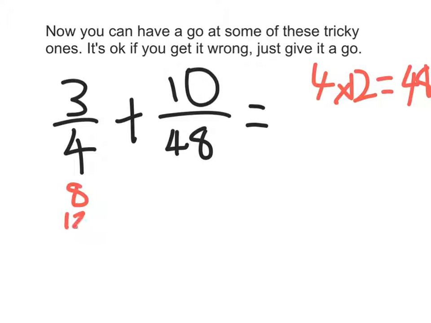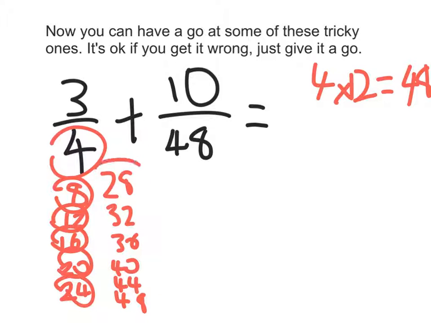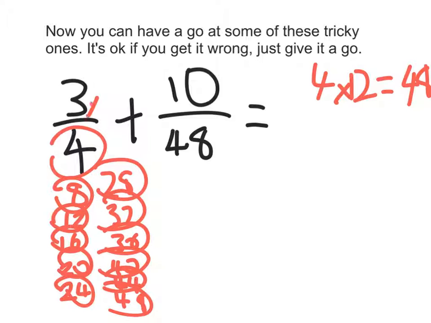4, 8, 12, 16, 20, 24, 28, 32, 36, 40, 44, 48. Okay, let's see how many times I did it. Once, twice, 3, 4, 5, 6, 7, 8, 9, 10, 11, 12. That was 12 times. So I need to times the top by 12.